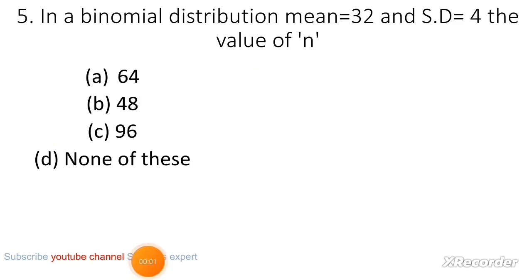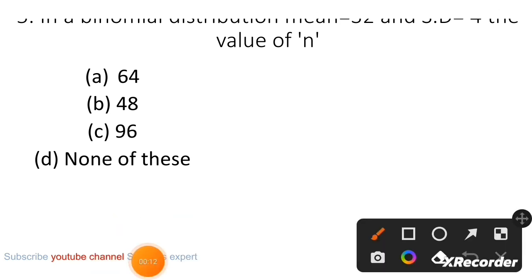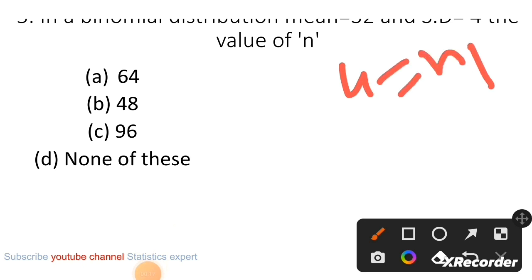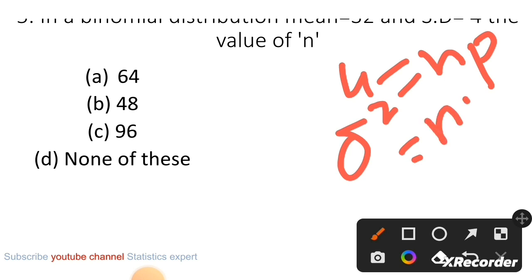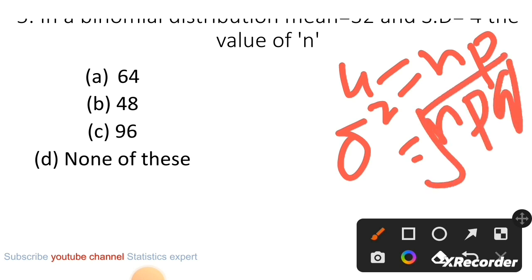Next question is: in a binomial distribution the mean is equal to 32 and the standard deviation is equal to 4. The value of n we know: mean mu is equal to np in a binomial distribution, and standard deviation is the positive root of npq, the variance being npq.